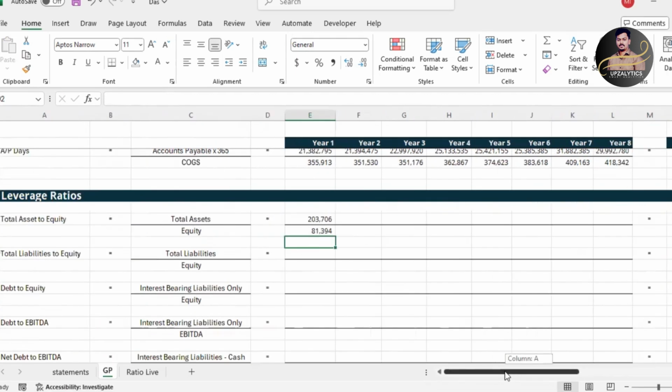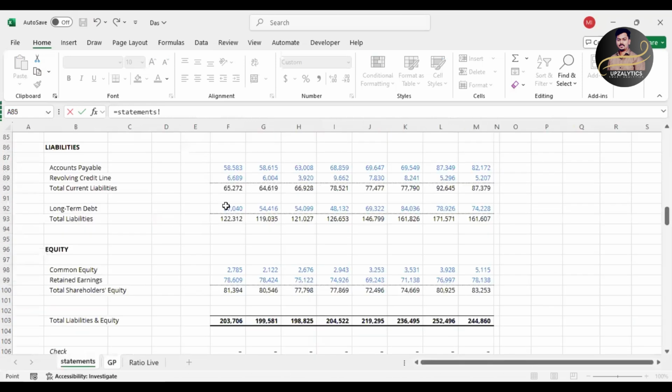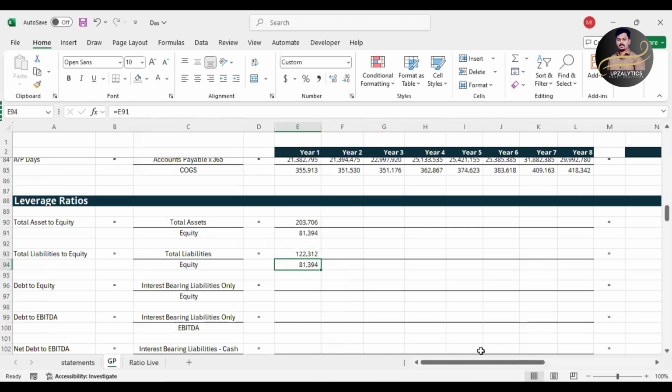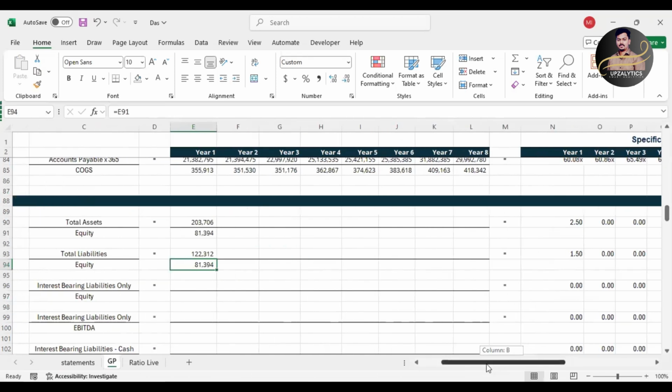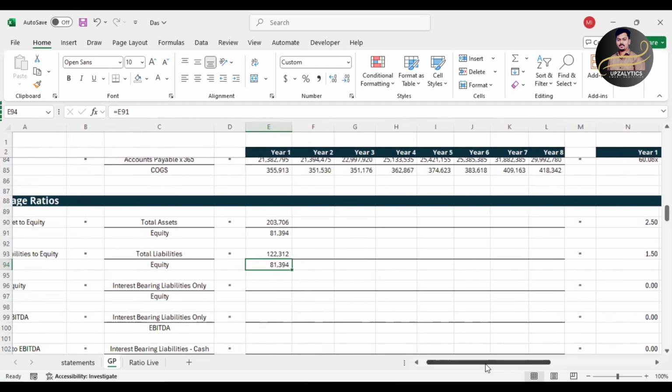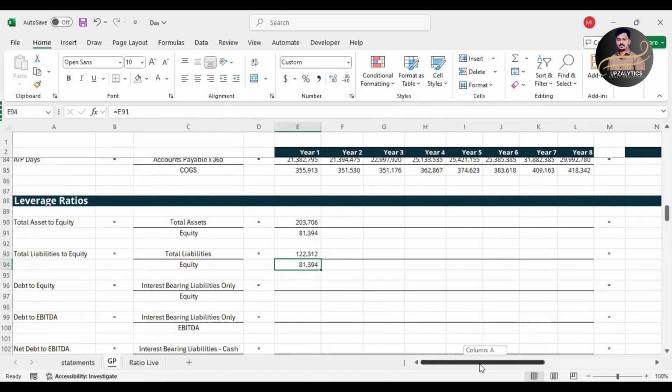Another calculation is total liabilities to equity. We can get the total liabilities from this balance sheet. Finally we have around 1.5 total liabilities for only one USD of equity, so it's relatively not good, and we have to improve the total liability levels a little bit more.